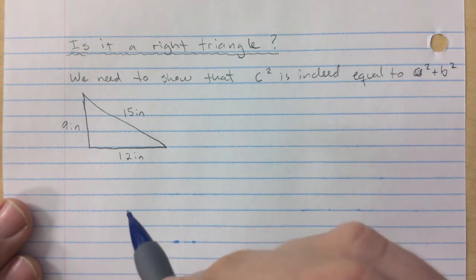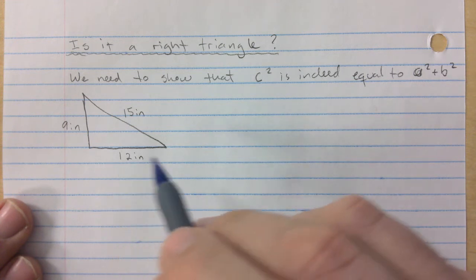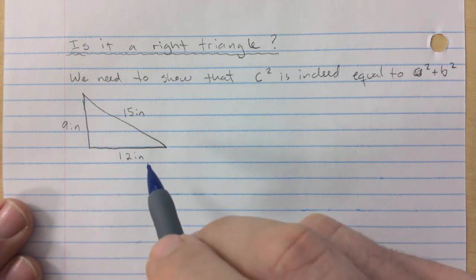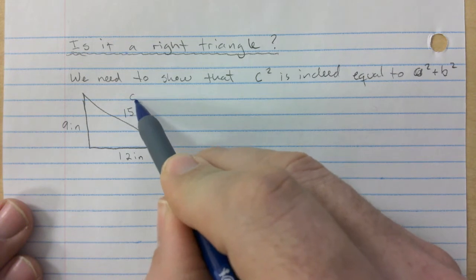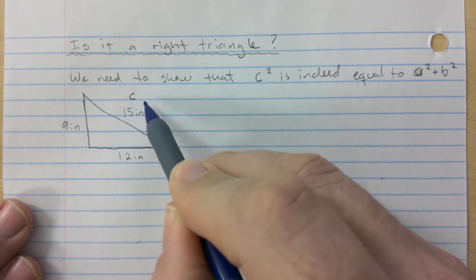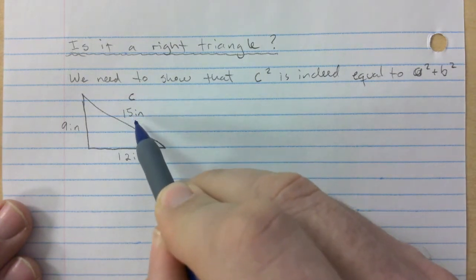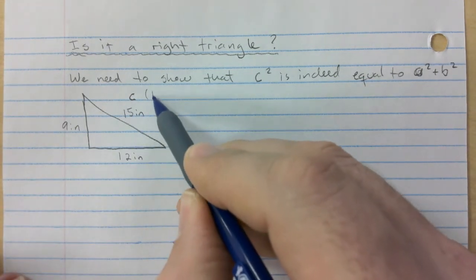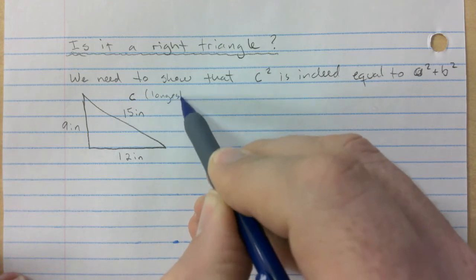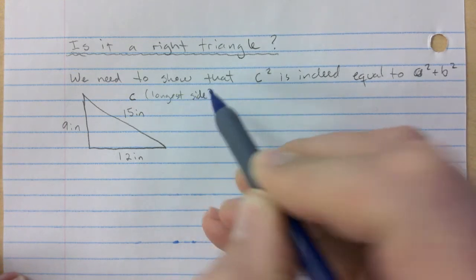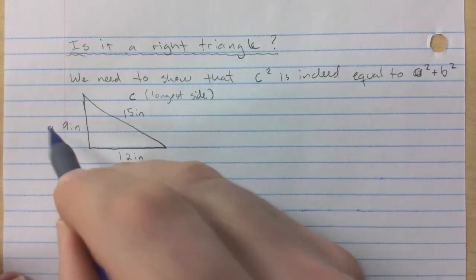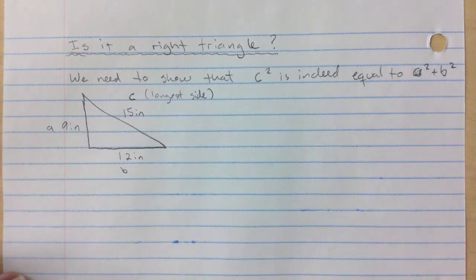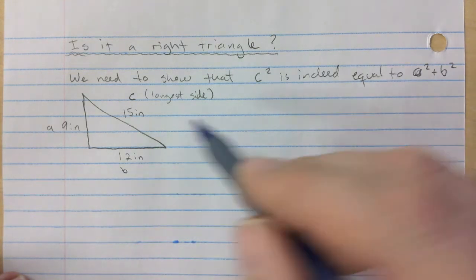What you are going to do is label the longest side out of the three. You're going to label that one C, hypotenuse, right? This is the one we suspect is the hypotenuse because it's the longest side. And then these ones we call A and B. Okay. And then you plug it in.